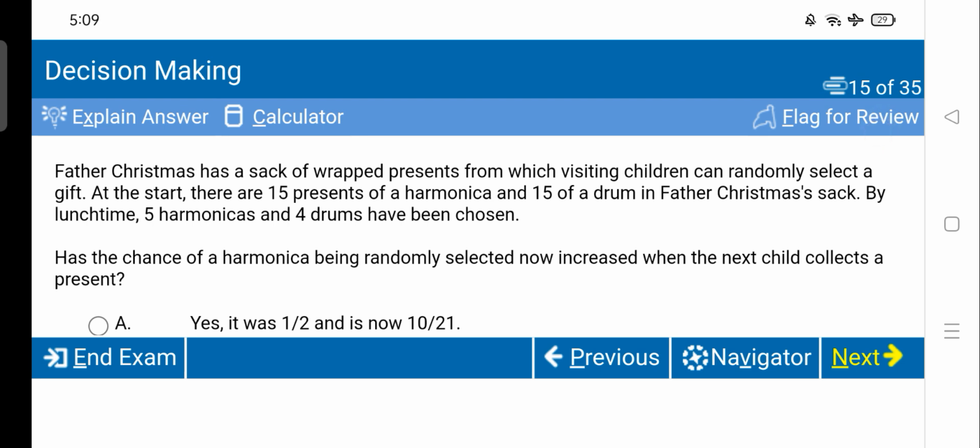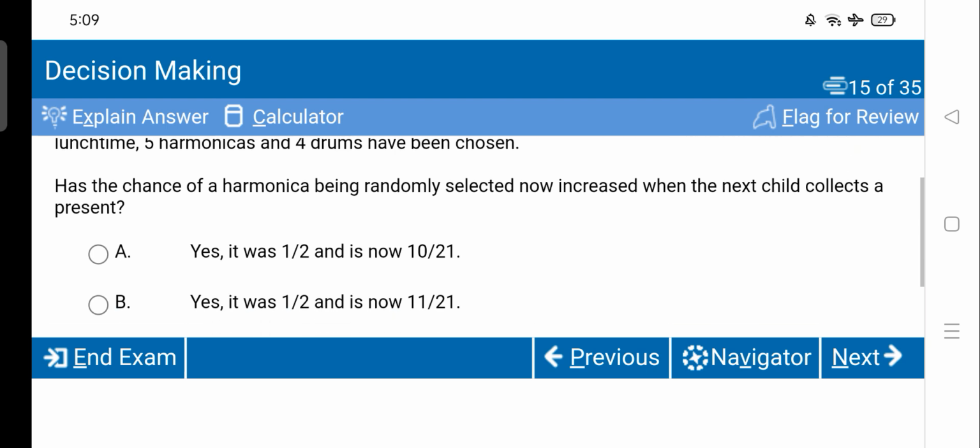Father Christmas has a sack of wrapped presents from which visiting children can randomly select a gift. At the start, there are 15 presents of a harmonica and 15 of a drum in Father Christmas' sack. By lunchtime, 5 harmonicas and 4 drums have been chosen. Has the chance of a harmonica being randomly selected now increased when the next child collects a present?